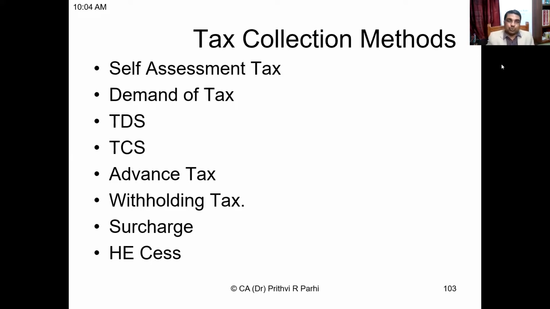Tax deducted at source. The fourth one is TDS. Tax deducted at source means tax on certain income. If you are paying that income to somebody, let us say you are paying salaries to an employee, or you are paying money to a contractor, or you are paying rent to a landlord, for this kind of payments, you need to deduct tax at source.